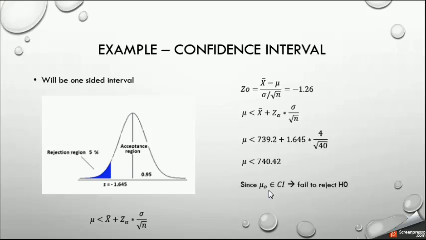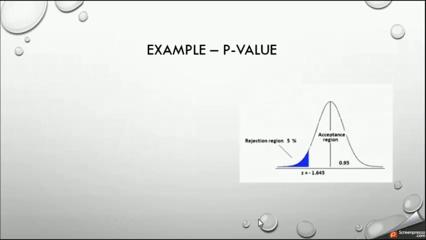Is mu naught included in the confidence interval? Yes, because mu naught is 740.0, which is less than this upper limit. So mu naught is included in the confidence interval. Thus, we fail to reject the null hypothesis.